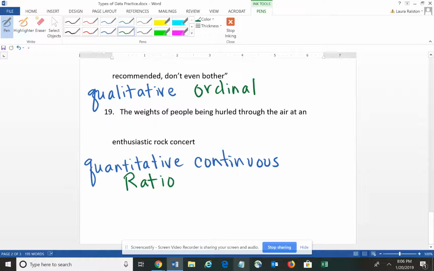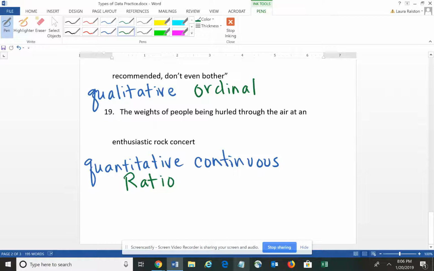Number 17, a movie critic's classification of drama, comedy, and adventure. Again, notice you've got words: drama, comedy, and adventure. So they're words, so this is going to be qualitative. The classification there is based upon what takes place in the movie. So there's really no sense of order to it. Sometimes you might see it listed alphabetically, but there's really no sense of order. So it is at the nominal level.